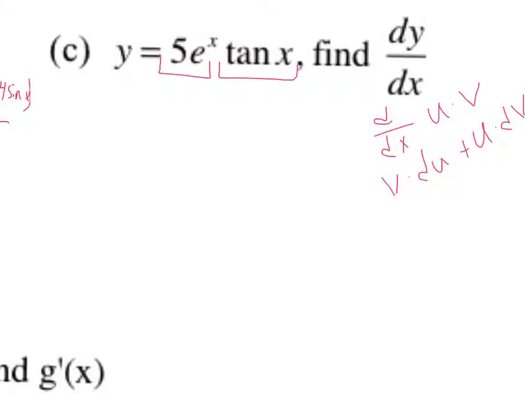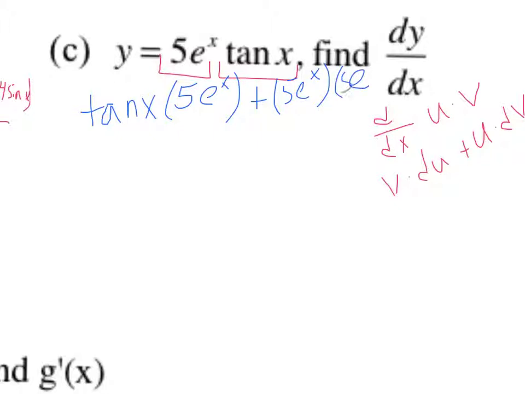Okay, so to take this derivative, I've got my tangent of x times the derivative of 5e to the x, which happens to be 5e to the x, plus my first function, 5e to the x, times the derivative of tangent of x, which happens to be secant squared of x. Once I've taken both derivatives and written them as a sum, I'm done.